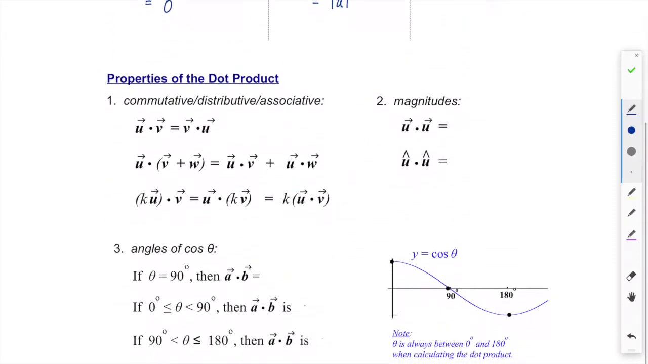So below here, we have a list of properties of the dot product. So note that, first of all, dot product is commutative. It also follows distributive and associative properties, meaning that you can switch the order of u dot v and v dot u. They're the same. When you have u dot, the resultant of v plus w vectors is the same as finding the sum of the dot products u dot v plus u dot w, kind of like the distributive property.